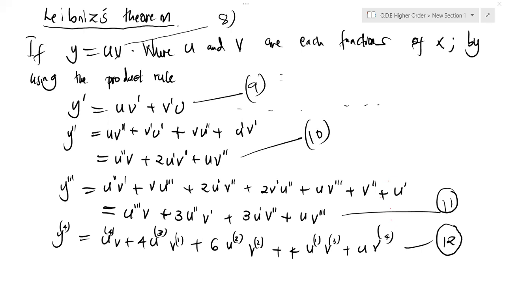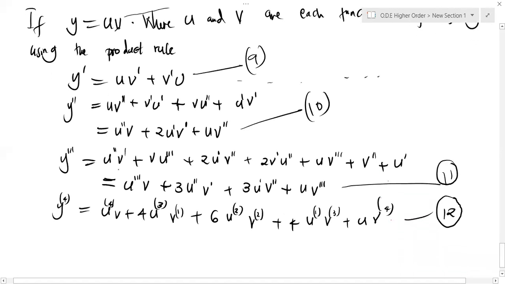In fact, our y is uv. If we were to generally have uv differentiated n times, then this may be obtained by expanding u plus v raised to power n from the binomial theorem. As you can see here, this is the fourth derivative of y, and our y was uv, and we clearly get it by the binomial theorem formula. So it will ideally be the same as this.